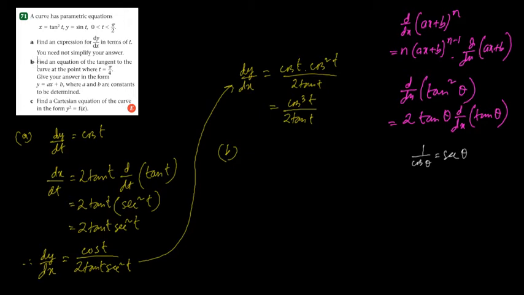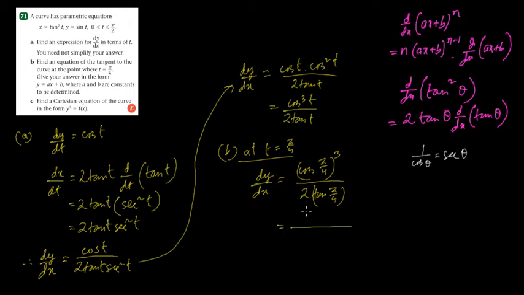In question number B, find an equation of the tangent to the curve at the point t equals pi by 4, and we have to express the answer in the form y equals mx plus b. So let's find the gradient first. At t equals pi by 4, we have dy by dx, so cos cubed t means cos pi by 4 whole cubed divided by 2 tan pi by 4. Now cos pi by 4 means 1 by root 2, whole cubed, and tan pi by 4, tan 45 degrees, is 1.